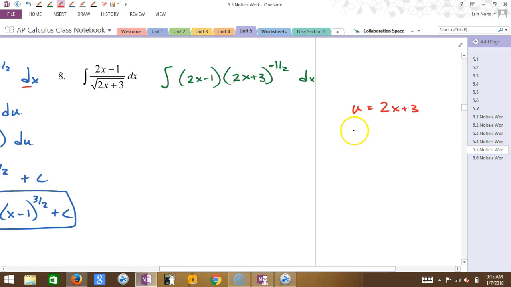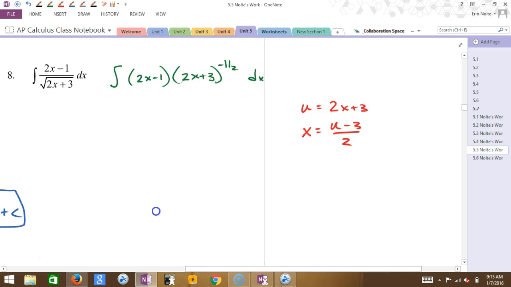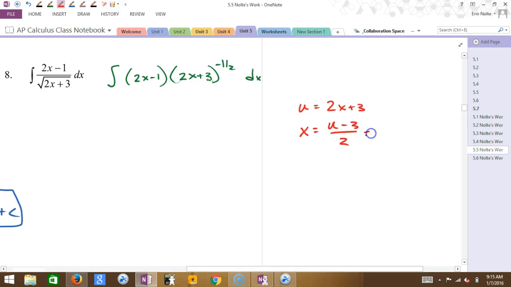Can we do this in our heads? Because you would subtract 3 divided by 2. So u minus 3 divided by 2. Since we're going to derive in the next step, that's the same as 1/2 u minus 3/2, right? That's the same thing. So once we solve for x, what do we do next?